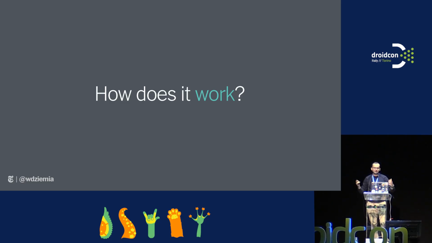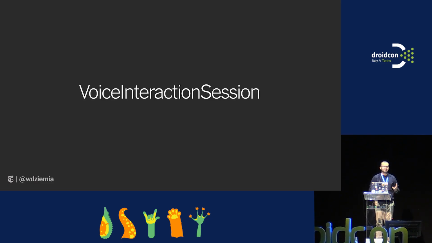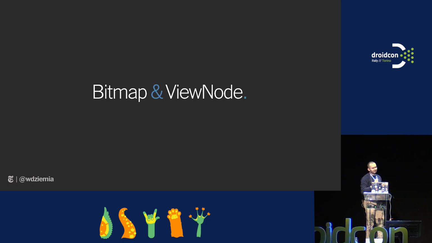Well, there's this thing called a voice interaction service, right? That spools up, and that creates a voice interaction session. And this is the main thing, the cream of the crop. It returns a bitmap and a view node. So this bitmap is the screenshot. So from Google Assistant, you can share the screenshot, and that is that.